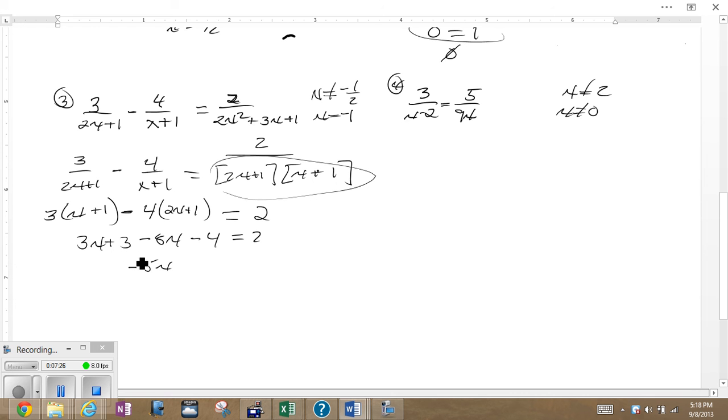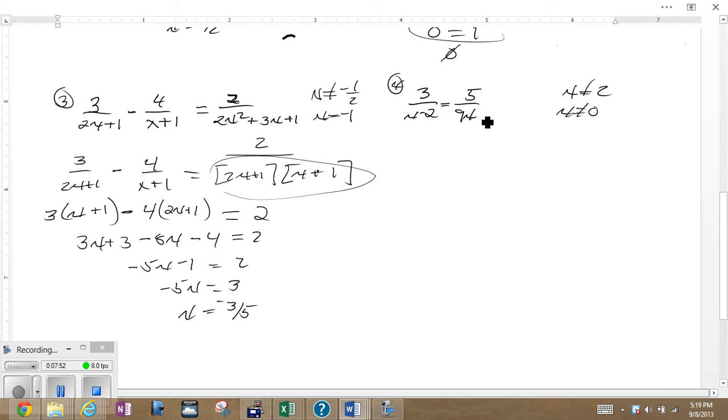3 minus 4 is negative 1, equals 2. Add 1, you get negative 5x is equal to 3. So x is equal to negative 3/5. And again, it is neither one of the numbers we said it couldn't be, so that's fine.